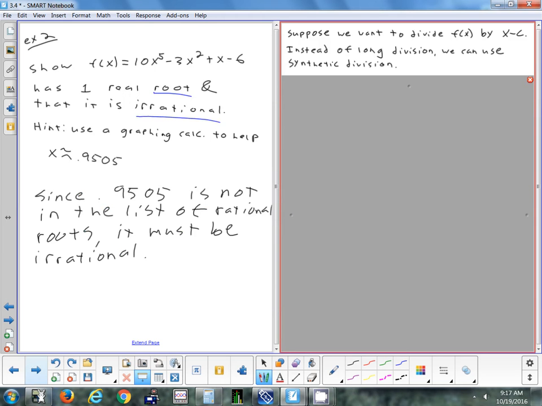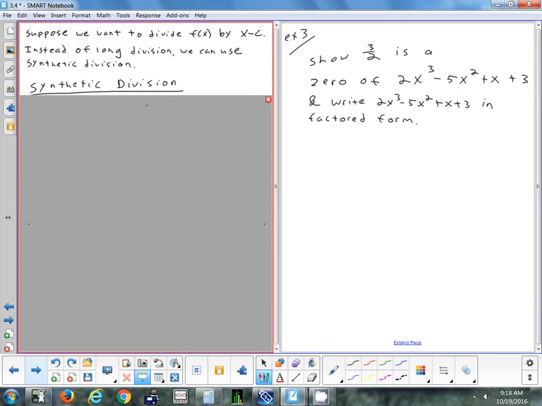All right, so basically, synthetic division gives you a quick way to do long division, but it only works when you divide by x minus c. Doesn't work if you want to divide by x squared, x cubed, anything else. Only works when you divide by x minus c. And it would also work for x plus c. Okay, we just have to be careful with our sign. So we'll go through one of those.